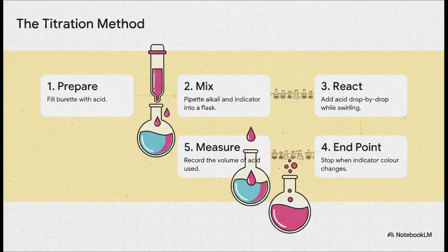Now, in the lab, we do this very precisely using a method called titration. I know, it might look a little complicated with all the equipment, but the idea is actually very simple. You just add the acid drop by drop to the alkali, which has an indicator in it. You keep swirling, and the very second the indicator changes color and stays that way, that's called the end point. And bam, you stop. You've achieved perfect neutralization.